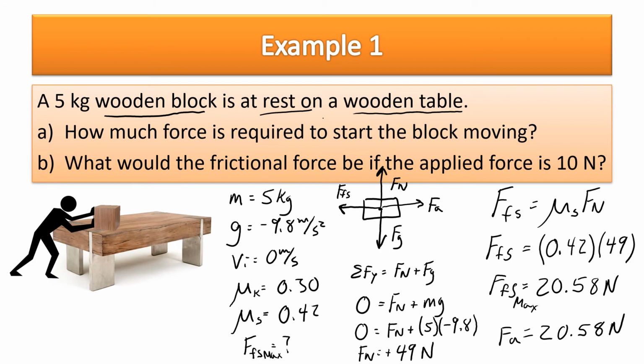So that's good. Now, part B, think about it. It says, what would the frictional force be if the applied force is 10 newtons? Pause the video and think about it. Well, if the applied force was only equal to 10 newtons, then does that mean our frictional force, we found a number, it said 20.58. Is that what happens there?